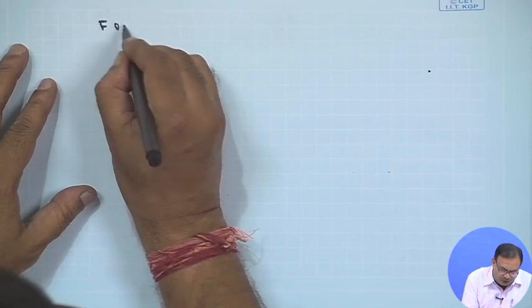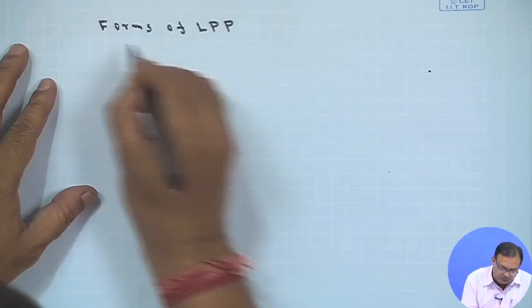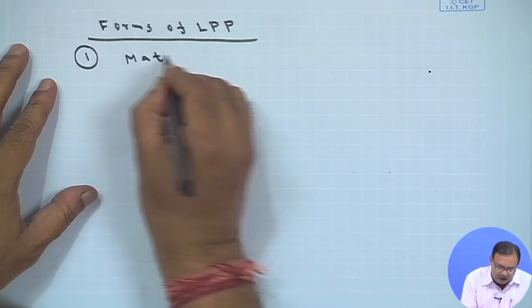Now, different forms of LPP are available. Number 1 we call the matrix form.